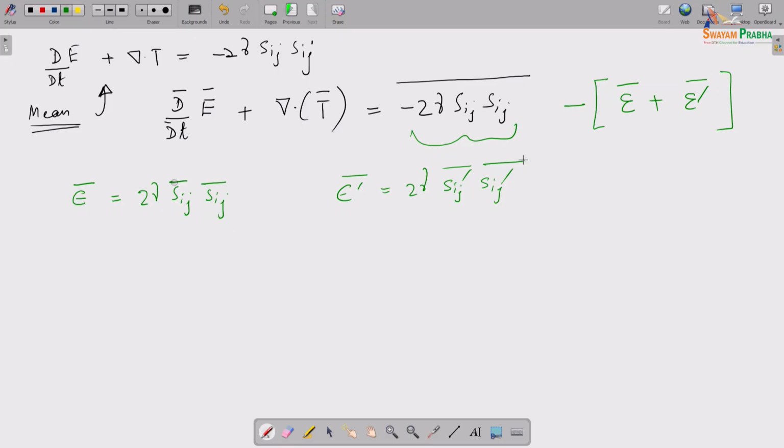Okay, so the right hand side, I'm just sort of breaking it down such that I'm representing it. What epsilon means essentially is just the mean of the rate of strain tensor. This is also the same. What is the difference between the epsilon and the epsilon dash? Basically, as you can see, this is the mean component of the velocity, and this is the fluctuating part of the velocity, right?